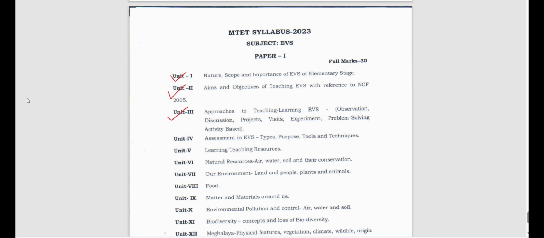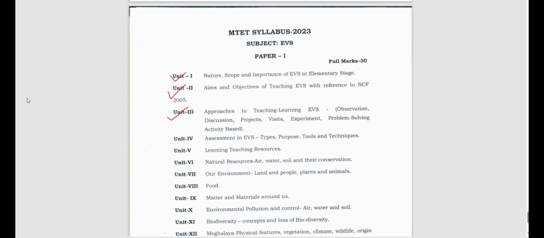If you want to reach somewhere, or understand something, you have to go through small paths, or go through a process, right? You have to follow some approaches. So what are the different approaches to teaching and learning environmental studies? When you are learning environmental studies or environmental science, or teaching it, what are the different approaches you will follow?